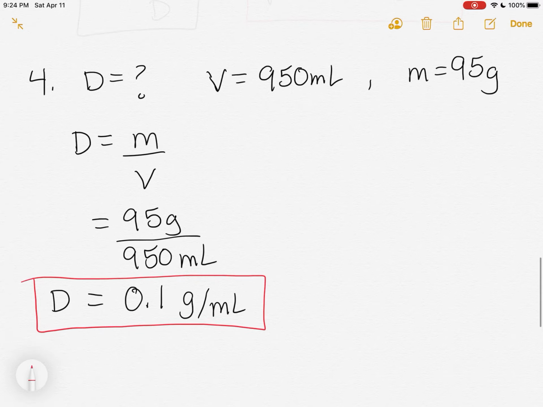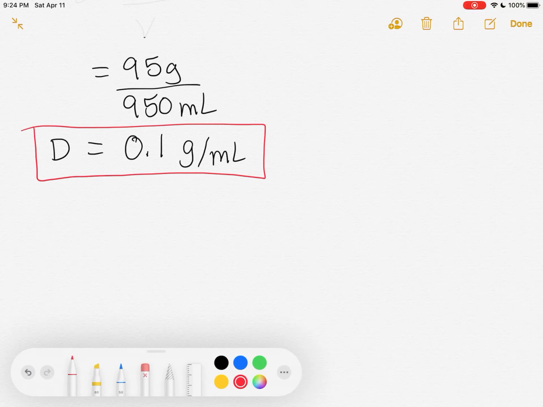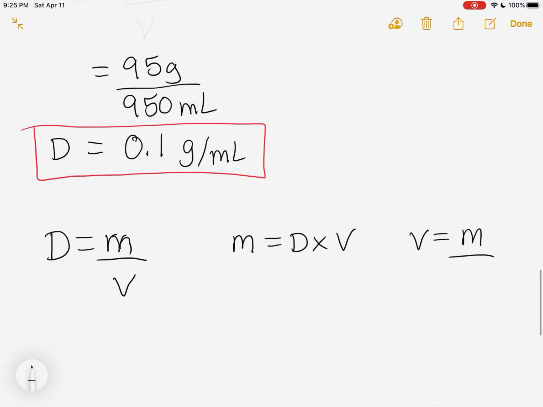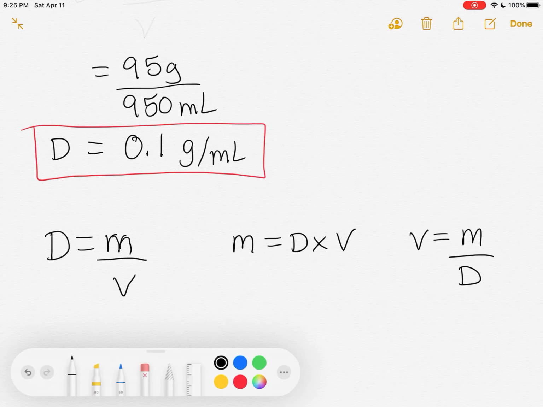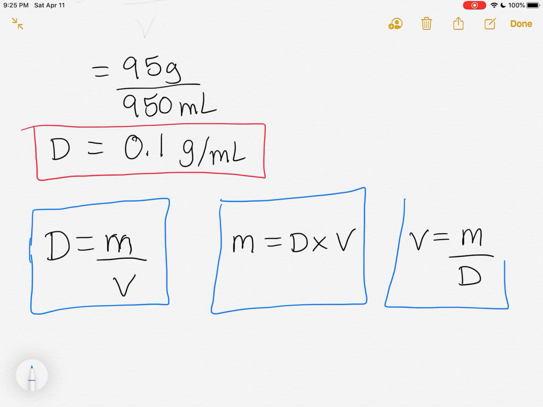Okay. So let's just talk about the 3 different rearrangements of formulas. So the first formula for density, of course, is when we're trying to calculate density, we want to do our mass divided by our volume. If we are looking for mass, then we do density times volume. And if we are looking for volume, we're going to do mass divided by density. And so these are the 3 different rearrangements of our density formula that you should be able to create.